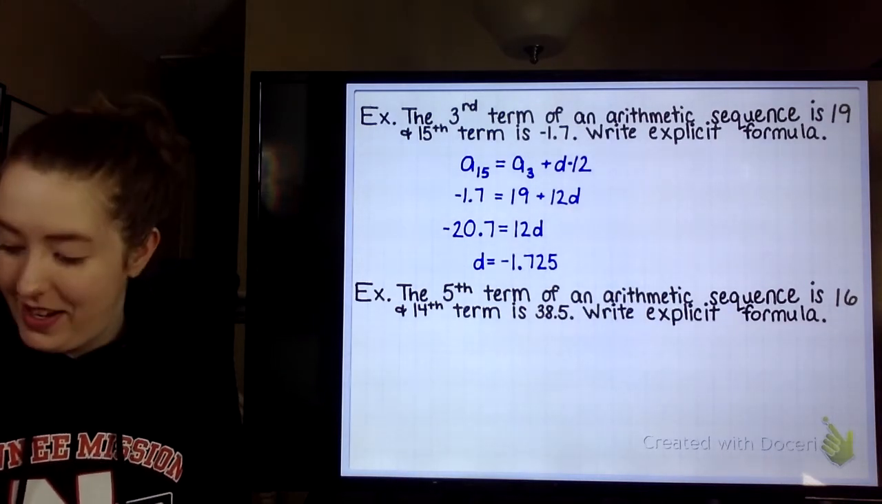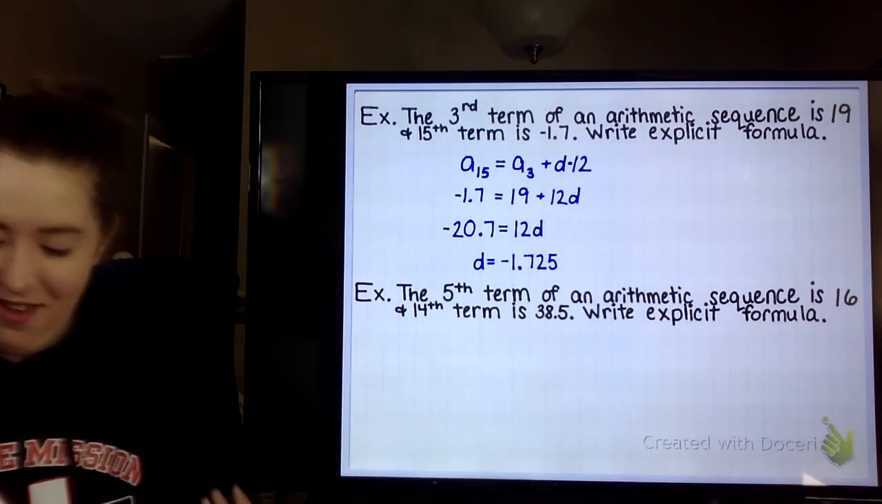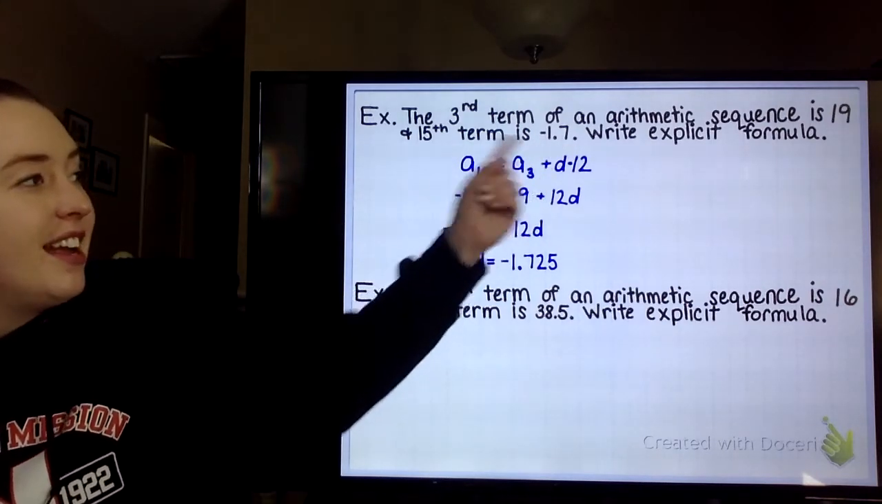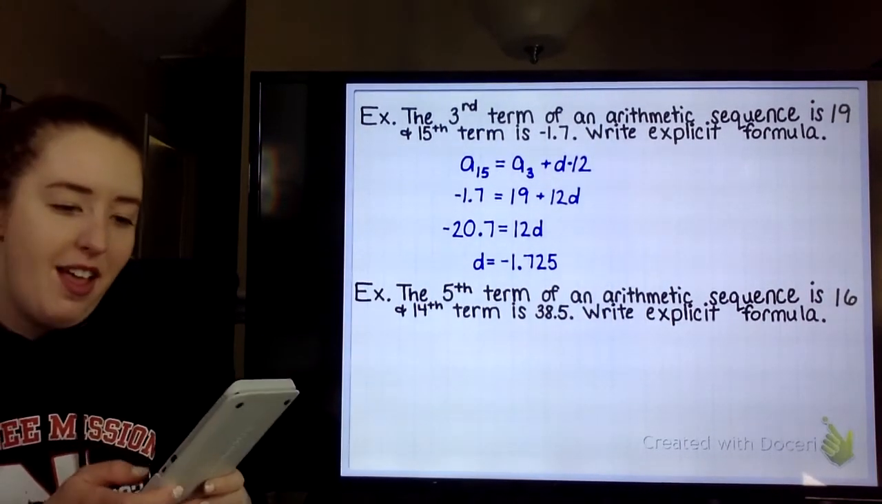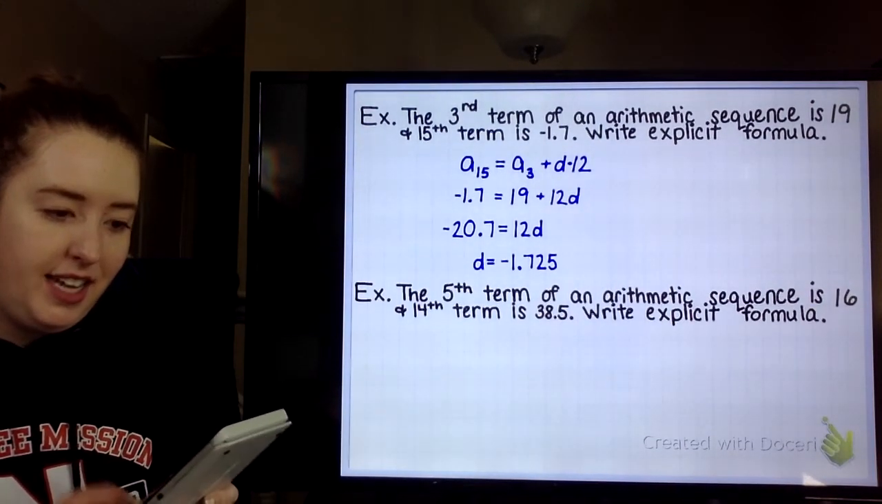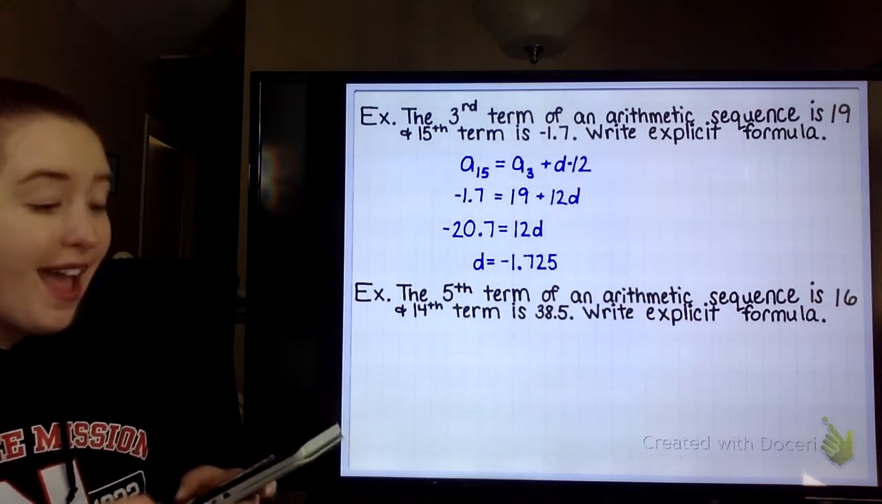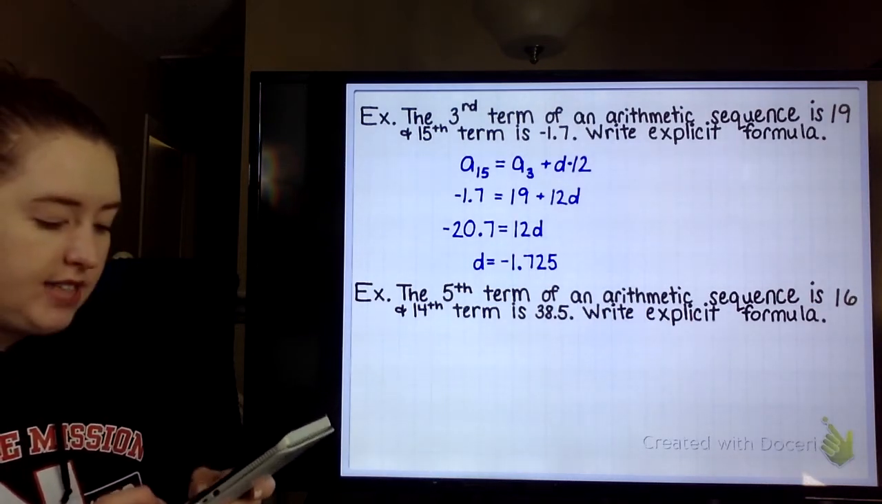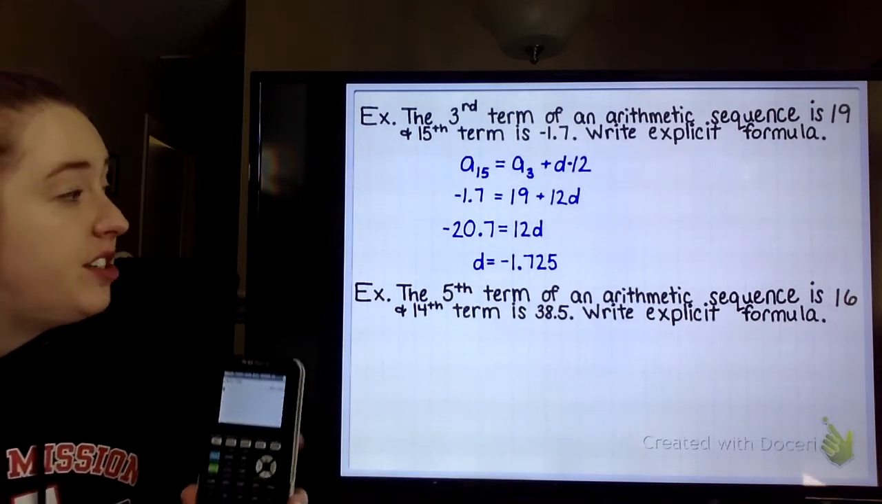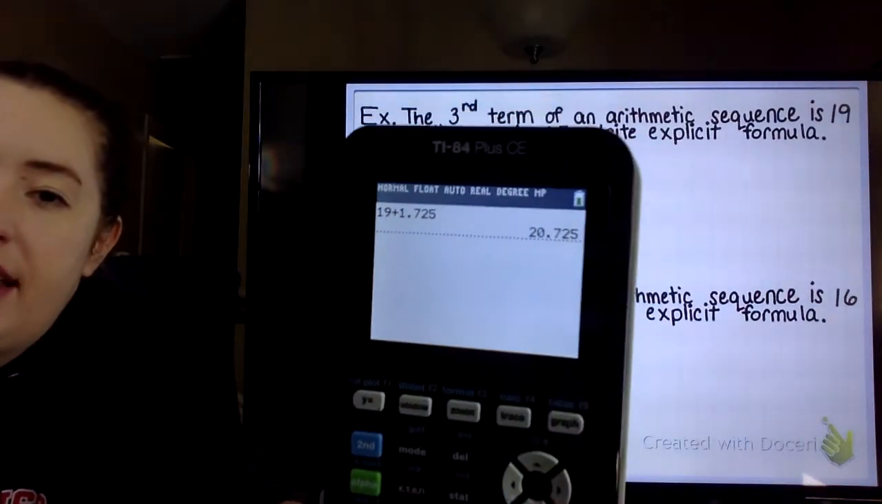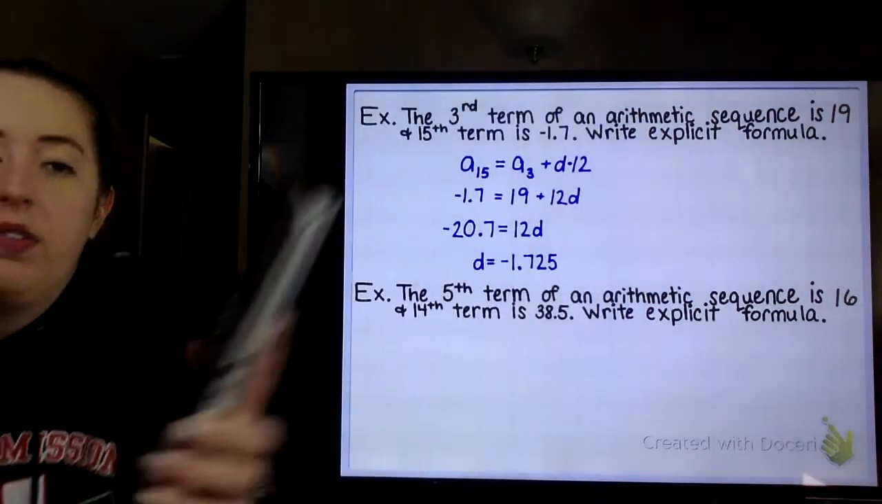So here's what we can do from there. If we have 19 as the third term, here's what I'm going to do to find my first term. I'm going to take 19 and I'm going to add 1.725 to it. And that will give me my second term. So my second term is at 20.725 right there.